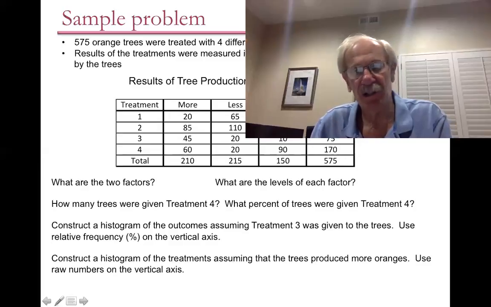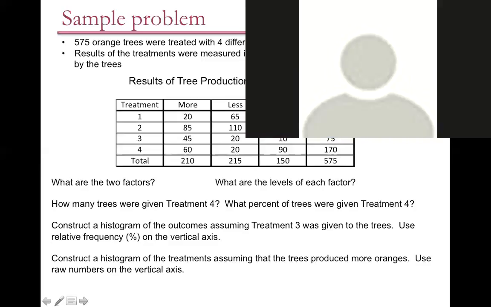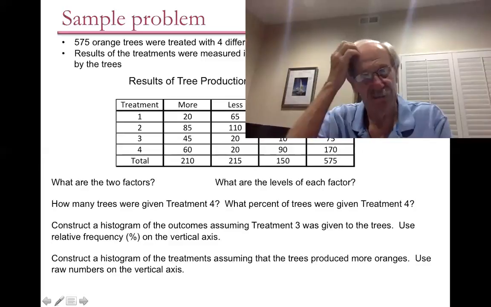Whereas the marginal is just the margin. This one just involves one of the two things, treatment. This column involves just treatment. This row involves just production level. Okay, I get it now. Thank you. Perfect. Yeah. Good question.